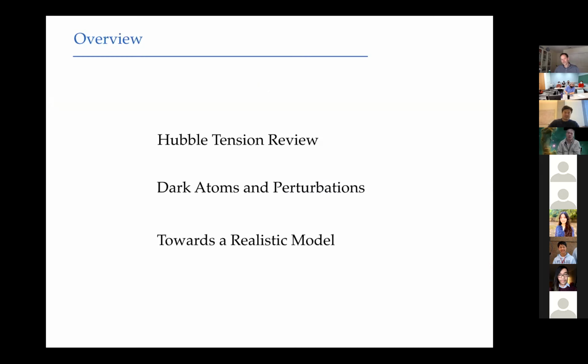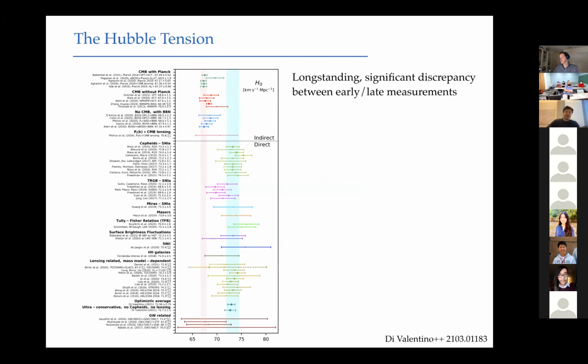I'll start off by telling you a story in 3 parts. I'll review a few things about the Hubble tension, which I imagine everybody here is already quite familiar with. I'll set it up by talking a little more about dark atoms and cosmological perturbations and what we would like to gain by introducing them to the universe. And then I'll get to the real point of our paper, which is what it would take to build a realistic model of this that satisfies all the requirements that we would need to provide a good solution to the Hubble tension.